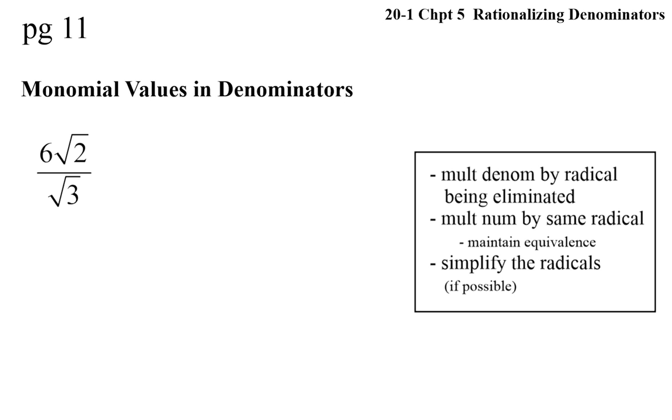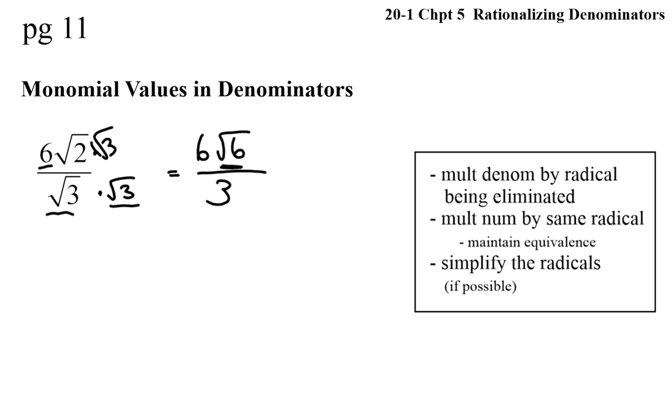That's all there is to it. They get a little bit bigger, but the process doesn't change. 6 root 2 over root 3. Again, want to get rid of root 3 because a radical times itself is just your radicand. Going to multiply by root 3 up top. Well, here, 6 times the coefficient of 1 gives us a 6 root 6. Now, we have to be careful because no, we can't simplify our radicand at all. Root 6 is going to stay as root 6.